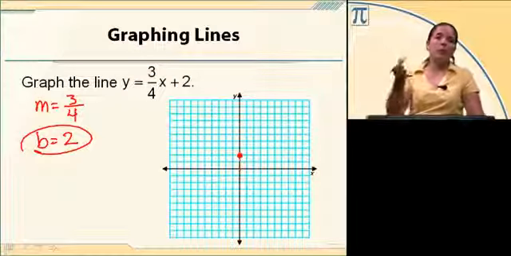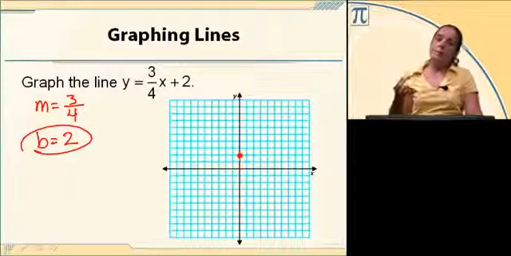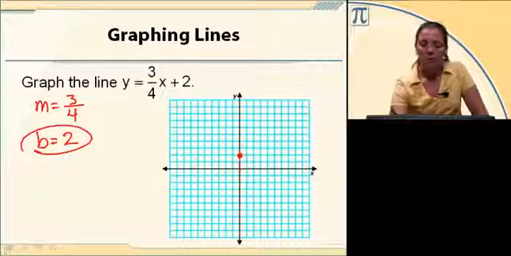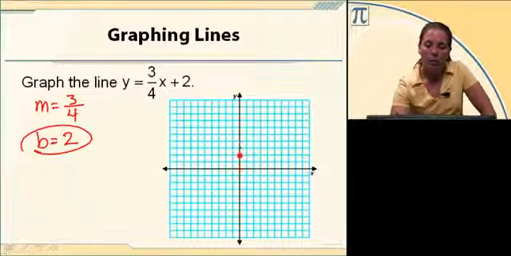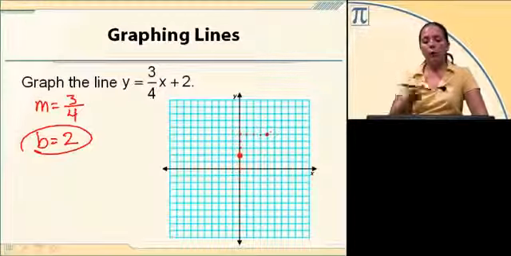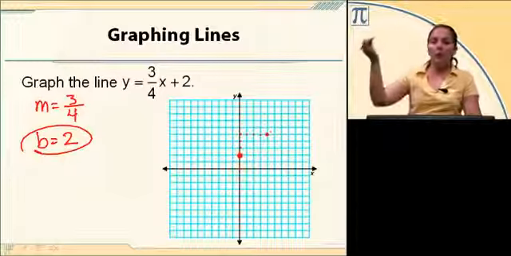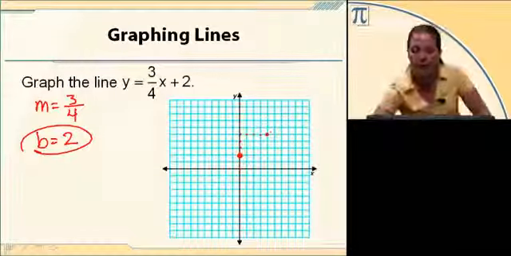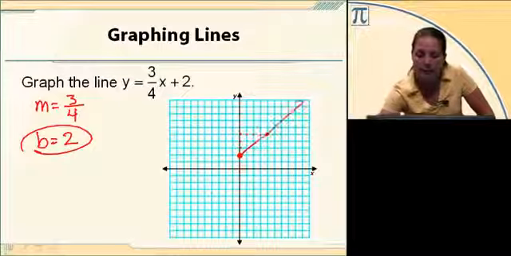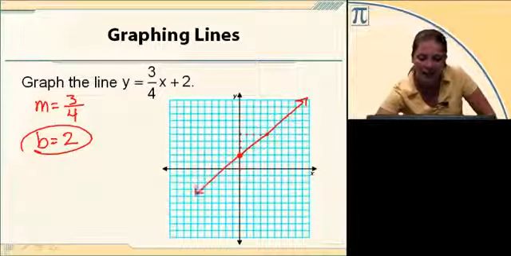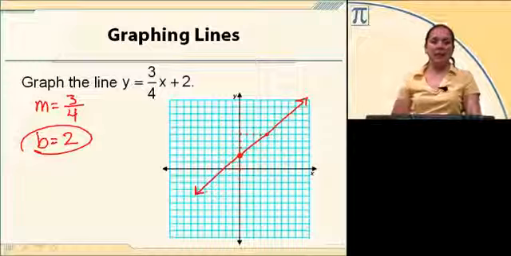It's always rise over run. Lift your foot up and then move your foot over. So we're going to go up 3: 1, 2, 3, and to the right 4: 1, 2, 3, 4. You can make more of those if you would like. Go up 3 and over 4, up 3 and over 4, and continue doing that. I suggest using a straight edge to connect those dots so that your line is a nice straight line.